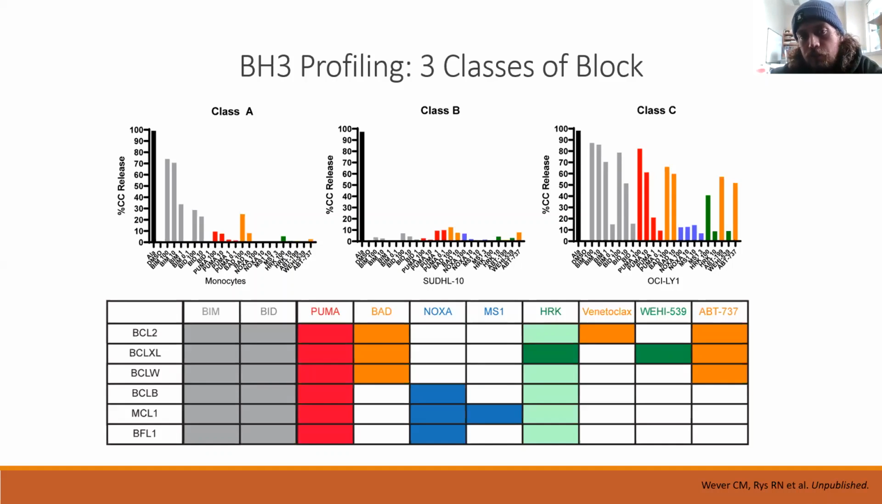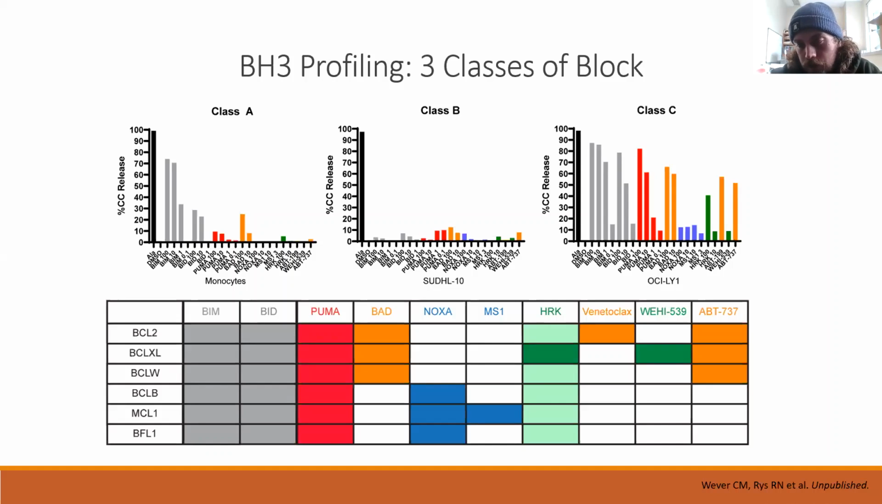Now, class B is our most severe type of block, and this indicates a problem with the effectors BAX and BAK. Basically, no matter what you give them, samples that have class B blocks do not respond and release cytochrome C. So no matter what we do upstream in the pathway, the endpoint effector of pore formation by BAX and BAK is not working. So it indicates some sort of defect in the effectors.